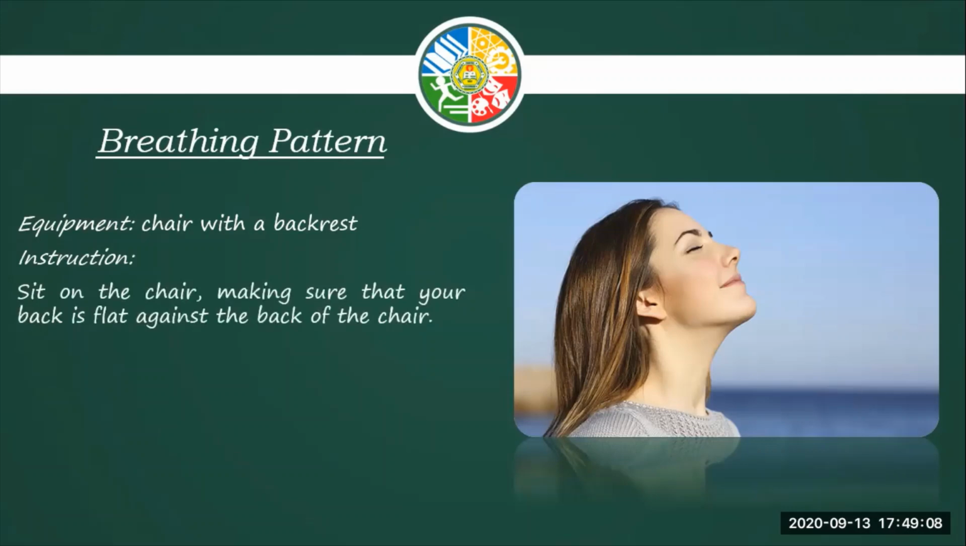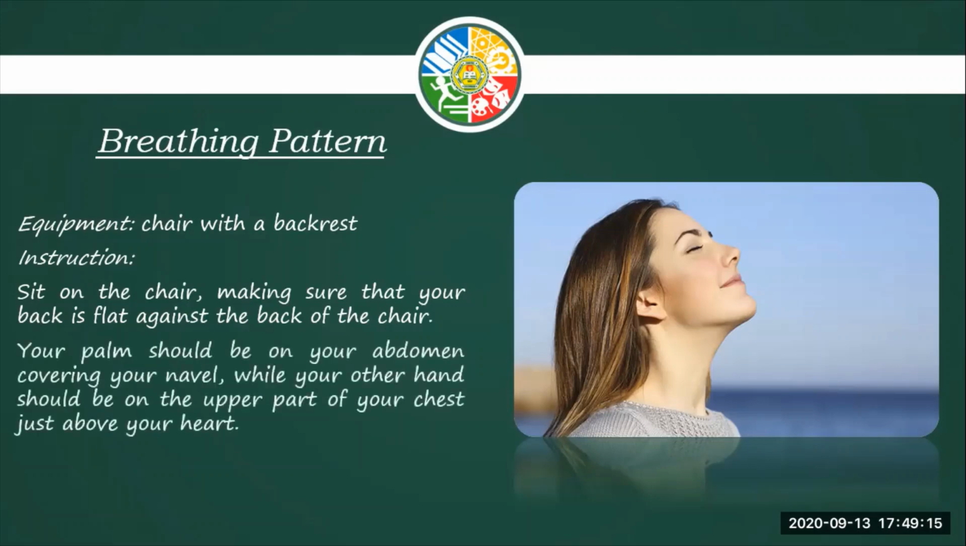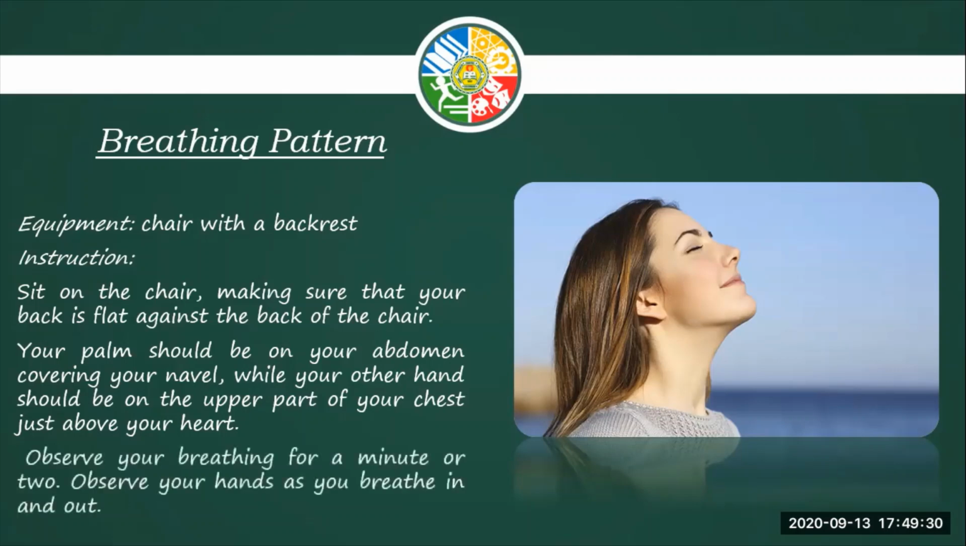Sit on the chair, making sure that your back is flat against the back of the chair. If you are done, proceed to the next instruction. Your palm should be on your abdomen, covering your navel, while your other hand should be on the upper part of your chest, just above your heart. Have you followed the instructions? Then let us proceed. Observe your breathing for a minute or two.